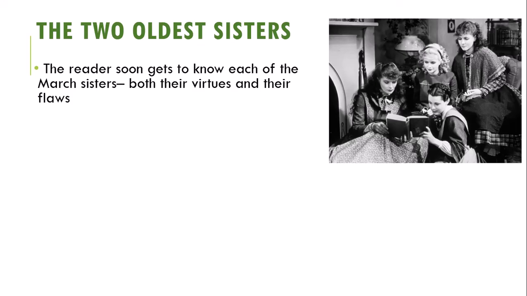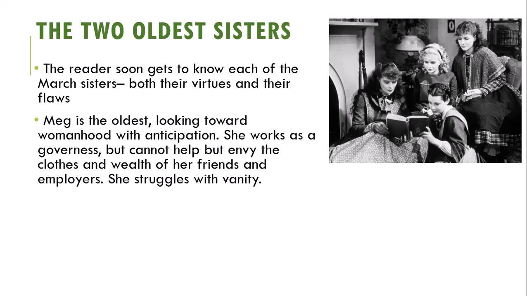The two oldest sisters are Meg and Jo. The reader really does get a sense of each one of these people individually and their virtues and their flaws, as I said. So Meg is the oldest. She is looking forward to womanhood with anticipation. In some ways, she wants to hold that off a tiny bit in some scenes, but for the most part, she really wants to fit into society. She wants to be a wife and a mother.